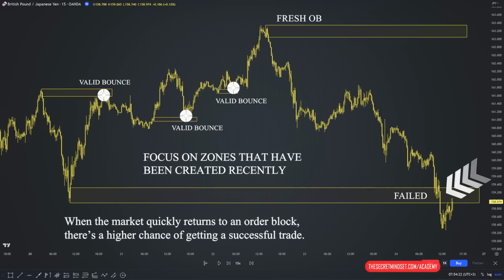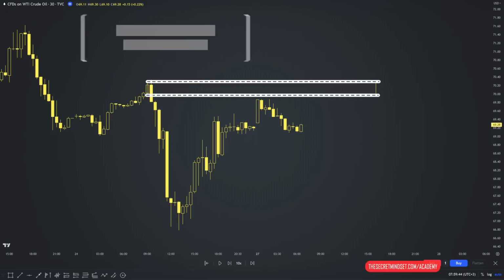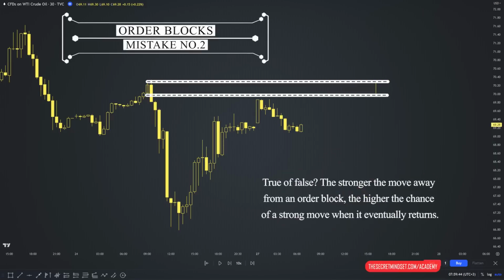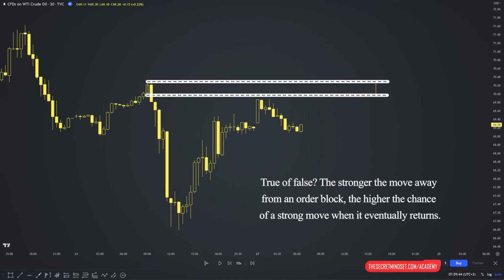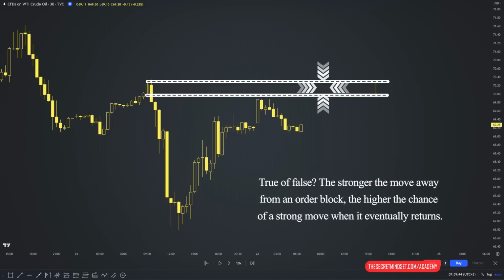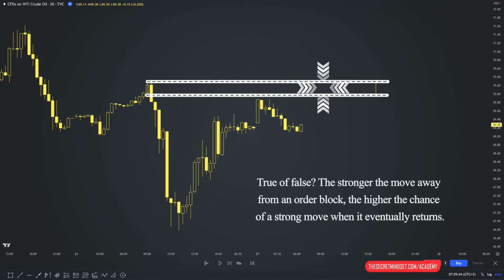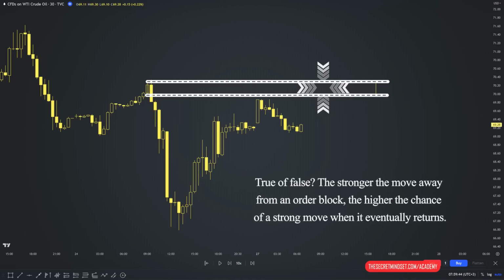Another order block rule says, the stronger the move away from an order block, the higher the chance of a strong move when it eventually returns. Basically, if you mark an order block on your charts and there was a big move away from it, the likelihood of having a successful trade in that zone depends on how significant the move was.